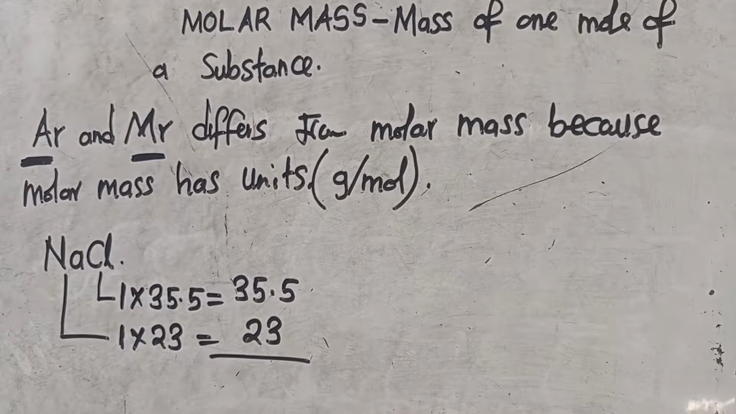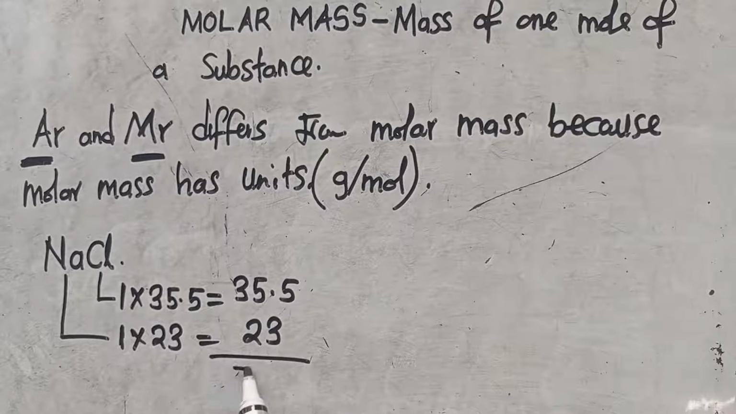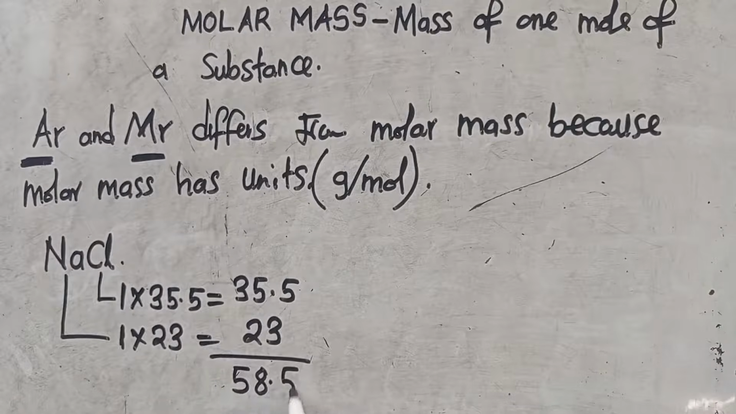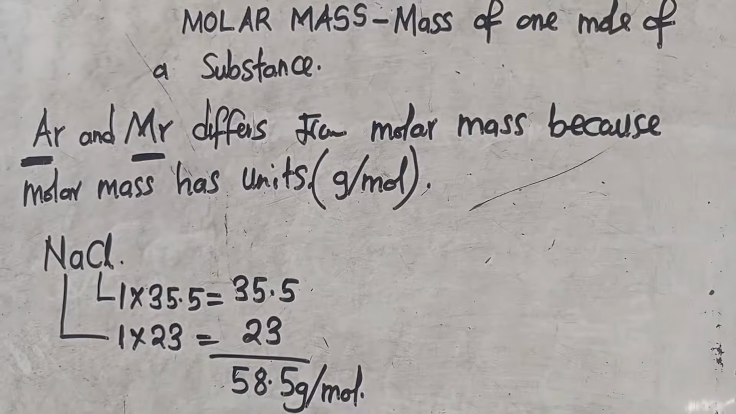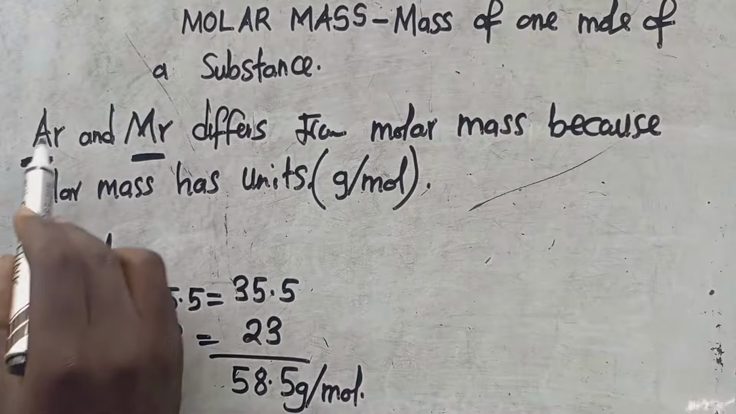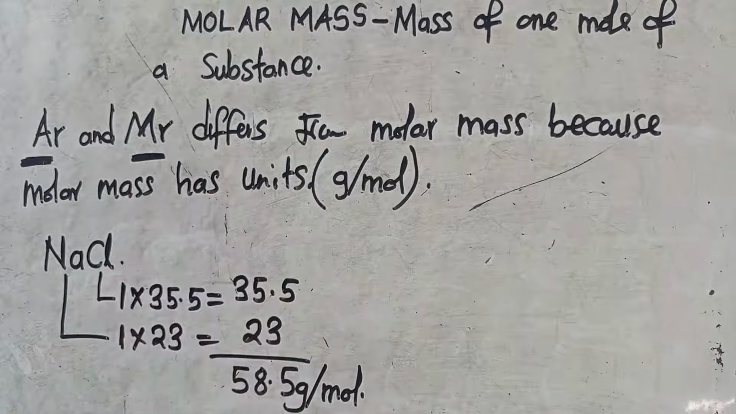So when you add, the answer that you are going to get, let's say we add the two. So what are we adding there? 35.5 plus 23, we are getting 58.5. Since this is molar mass, we say grams per mole. So what I'm here to tell you is that molar mass is just the same as relative atomic mass or relative molecular mass, but in grams per mole. Have you seen where you just put the units?